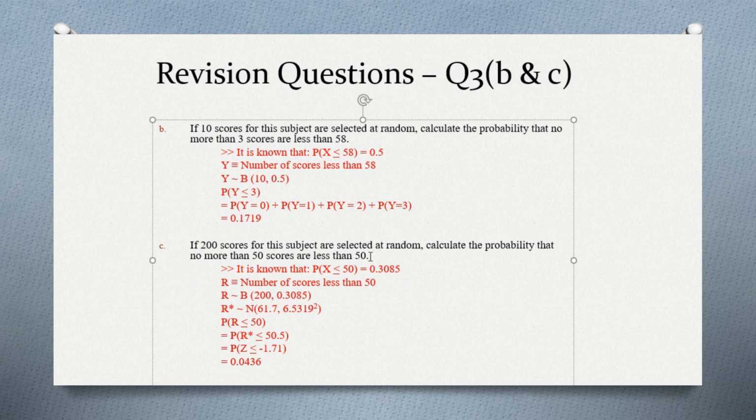Can you do it one by one using binomial? No. This is more than 10 probabilities, so you're going to change it to normal. So you have the asterisk, you find your mean, you find your standard deviation. Okay, this is actually wrong. So, sorry, calculate the probability that no more than 50 scores. So R is lesser or equal to 50. No more than 50 scores. So R is lesser or equal to 50.5. You change to Z score, find the probability.